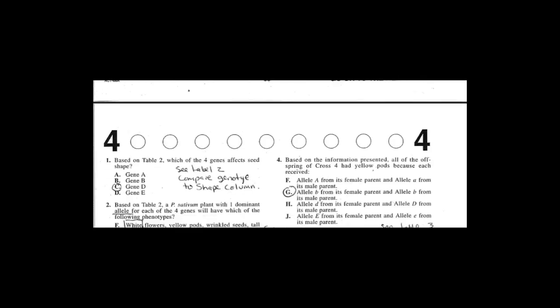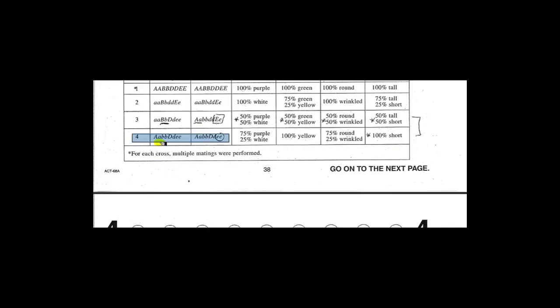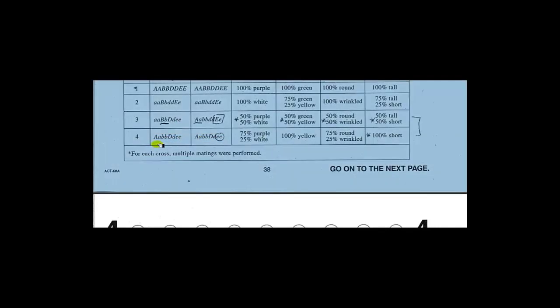Answer choice F says allele A from its female parent and allele A from its male parent. Large A from the female, small a from the male plant. Let's see if that is true for 4. When you scroll down here, it says A and small a and small a. Does that produce yellow? Not necessarily, because you don't know which. Maybe there is a combination that one allele capital came from the male and one from the female, so that doesn't give you that information as well. So that doesn't answer the question.